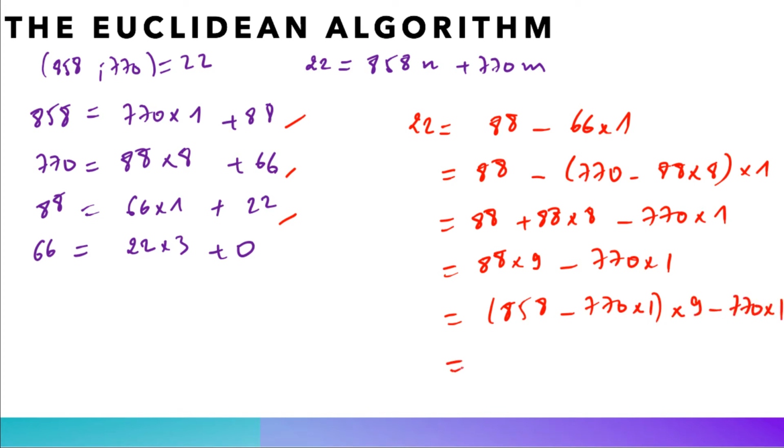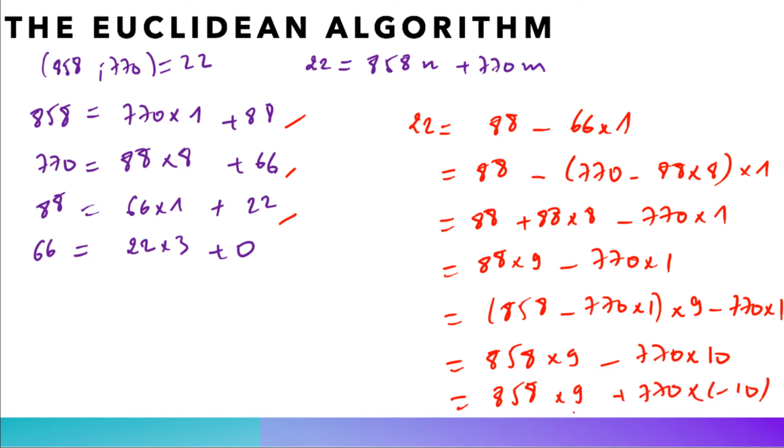From here we get that 22 is equal to 858 times 9 minus 770 times 10. Or more equivalently, this is equal to 858 times 9 plus 770 times minus 10. Bingo, so n is equal to 9 and m is equal to minus 10. You can check by yourself if this is actually true. And of course, to understand better what I'm doing, you have to do the computations by yourself. Working out the Euclidean algorithm backwards is called the extended Euclidean algorithm.